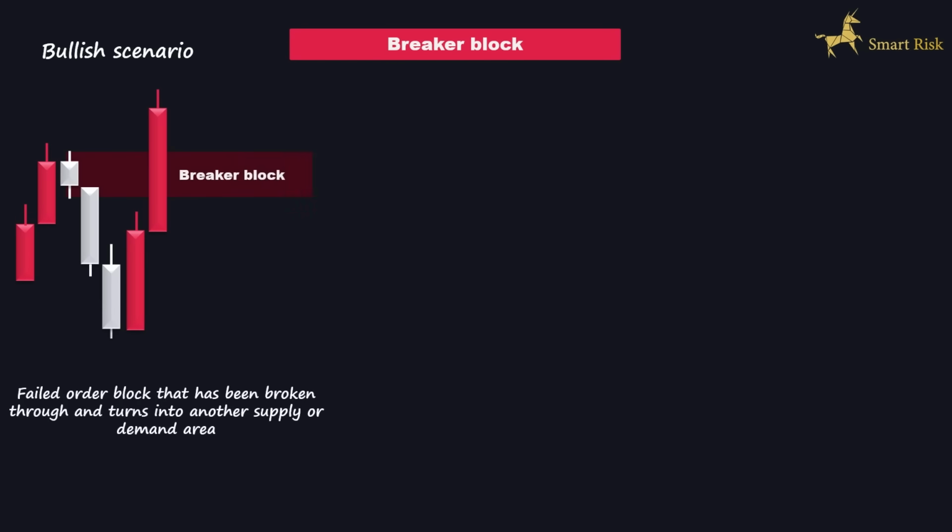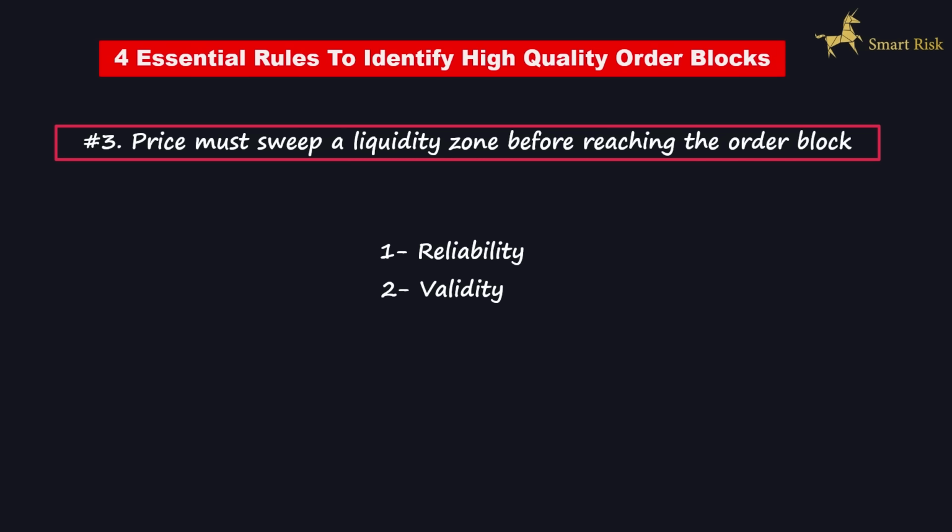Rule number 2 emphasizes that a high-quality order block must lead to a break of structure or a change of character in the market. Break of structure and change of character are essential signals that indicate whether the market will continue in its initial direction or will experience a reversal. Rule number 3, price must sweep a liquidity zone before reaching the order block. By requiring the price to sweep a liquidity zone before reaching the order block, traders can increase the reliability and validity of the order block as a potential turning point or area of interest.